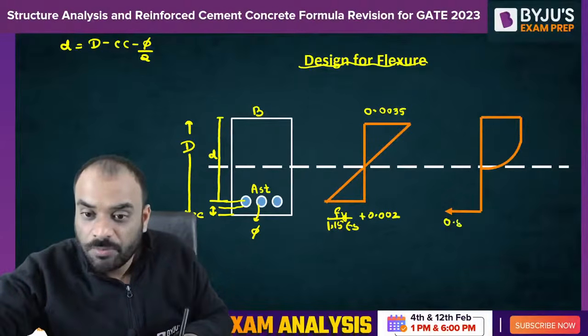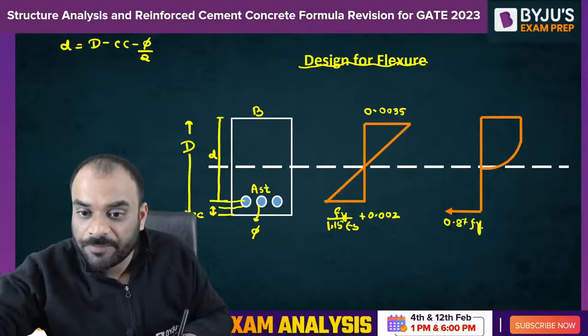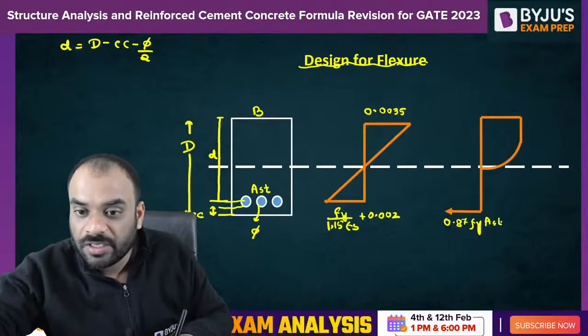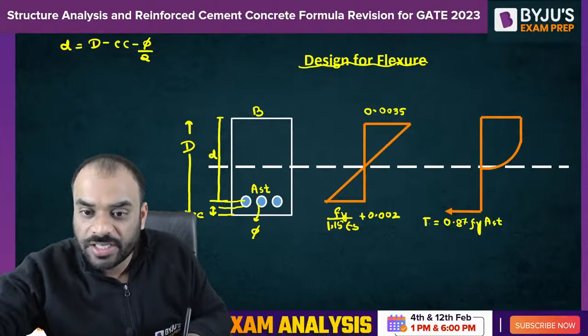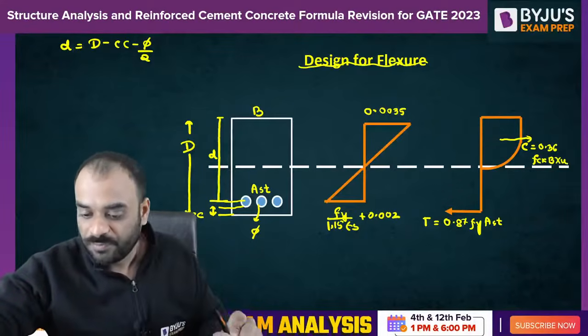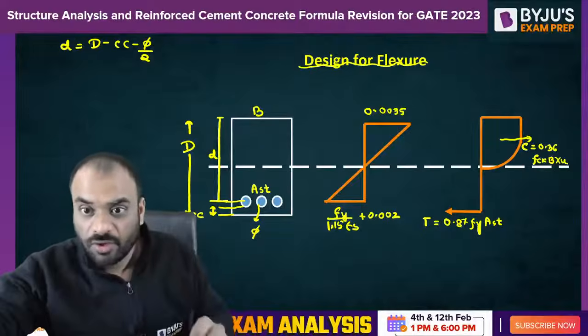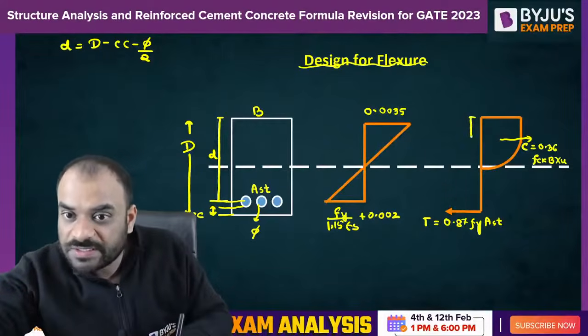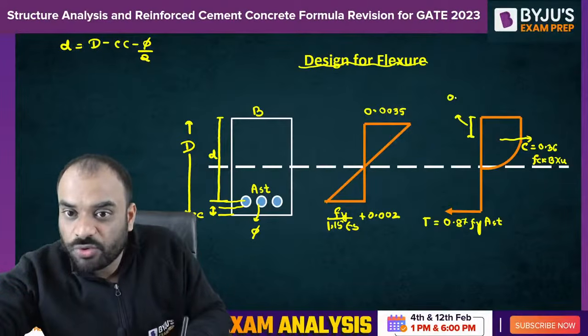And what is this? This is our stress. How much is it? 0.87 Fy into AST. If you multiply it, you will get the tension force. What is the value of compression force? Compression force is equal to 0.36 FCK B into XU. Clear? Right? All of you are able to understand? Now what is this distance? This is basically 0.42 XU.